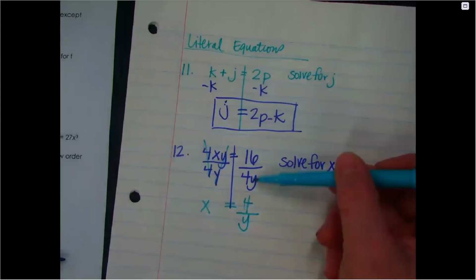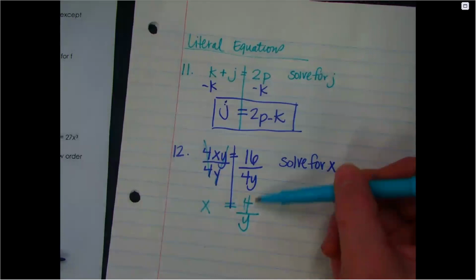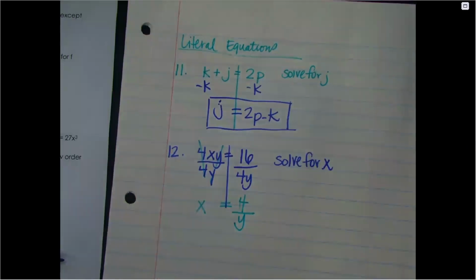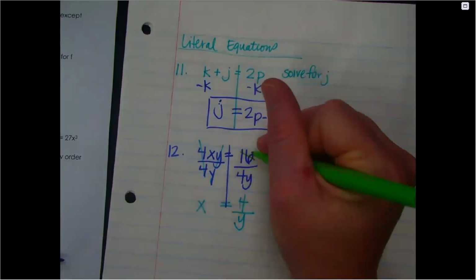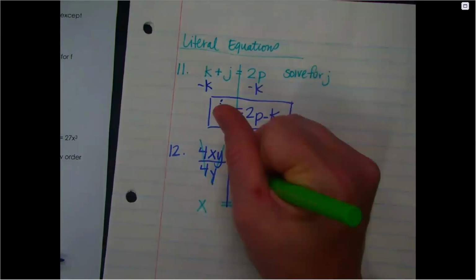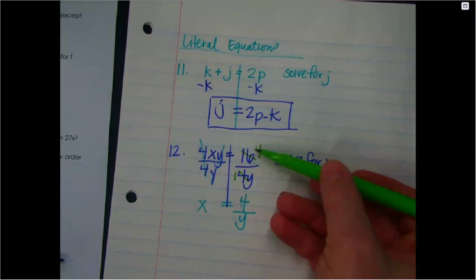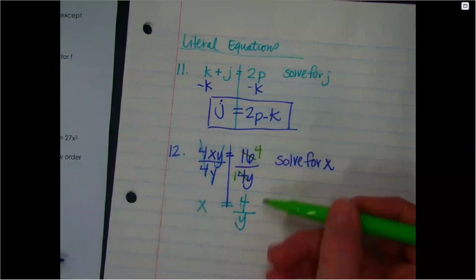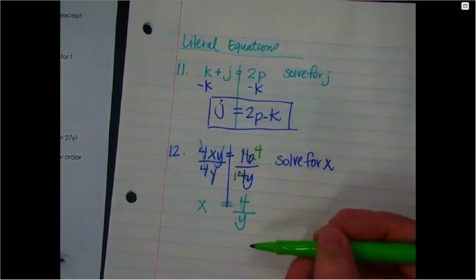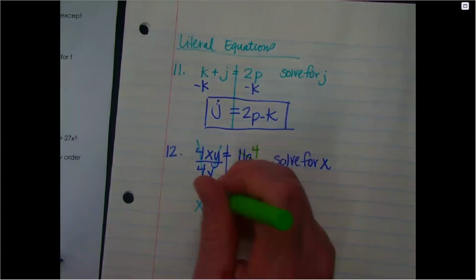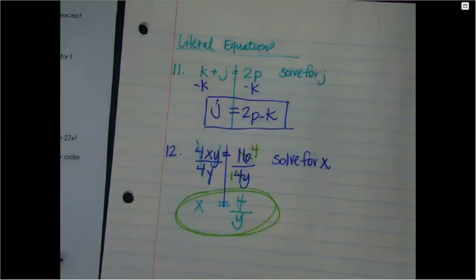What you're basically doing, if that's confusing to you, is simplifying this. 4 goes into 16 4 times, 4 goes into 4 1 time. And so then you've got 4 on top and 1 on the bottom. We just don't write the 1 because it's understood. Okay, and so that is your answer. Again, you're not getting a single number. You're getting an expression that you've used to isolate.